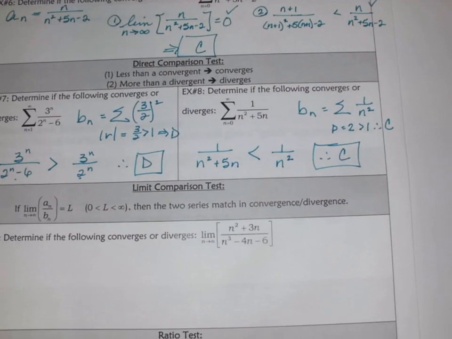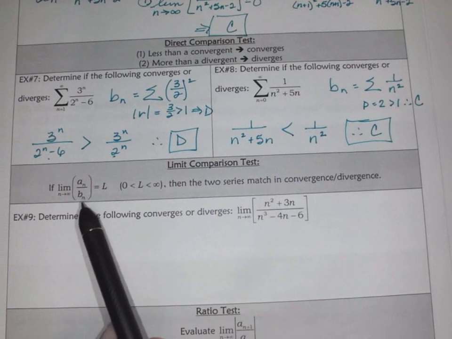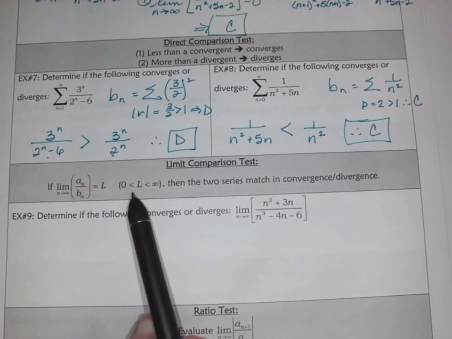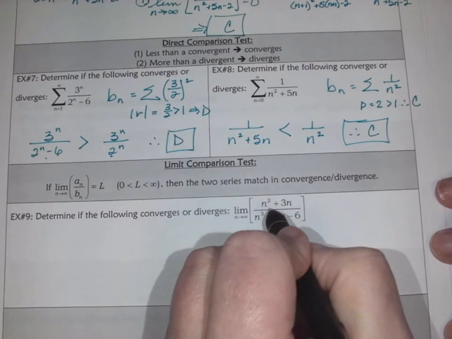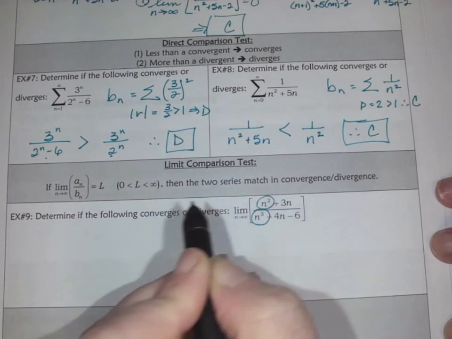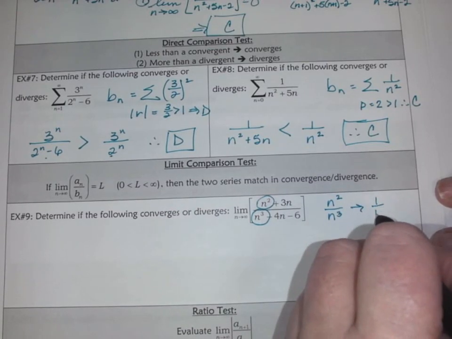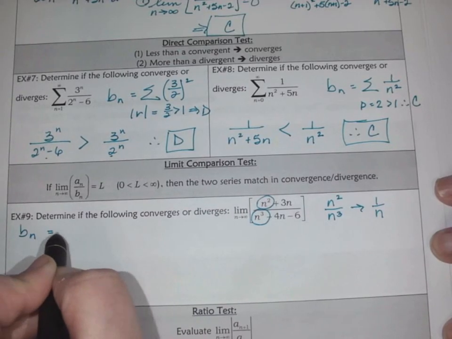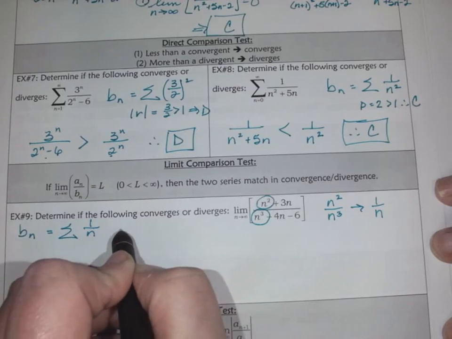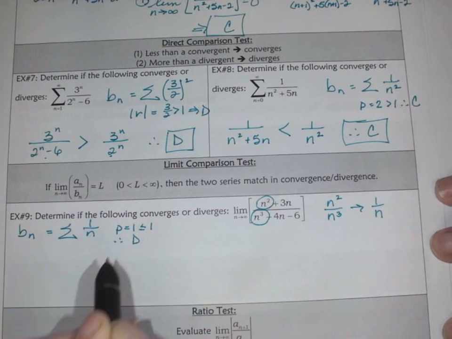Okay. Limit comparison. We're going to do the ratio of the limits. We still need to pick our comparison series, but now we're going to do the ratio of the two series. And as long as that limit equals a number between 0 and infinity, then they're going to match. So I'm going to compare it. Remember, we take the largest exponent on top, the largest exponent on bottom. We reduce and we get 1 over n. So I'm going to say b sub n is equal to the series of 1 over n, which is a p-series where p is equal to 1, which is less than or equal to 1, so therefore we diverge.